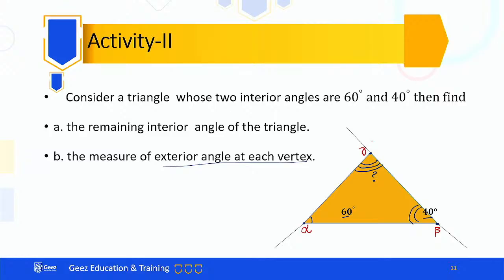The measure of the exterior angle at each vertex. So the number of the exterior angles and the number of the vertices are the same. The number of the sides and the number of the exterior angles are also the same. Alpha, beta and gamma had a measure of interior angle. Based on that you are asked to calculate the remaining.